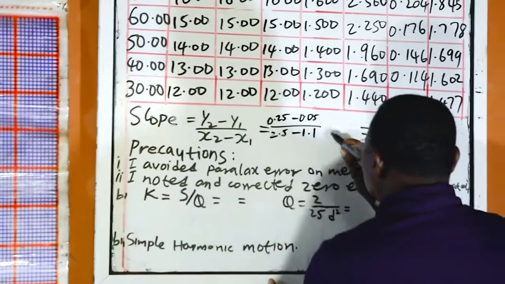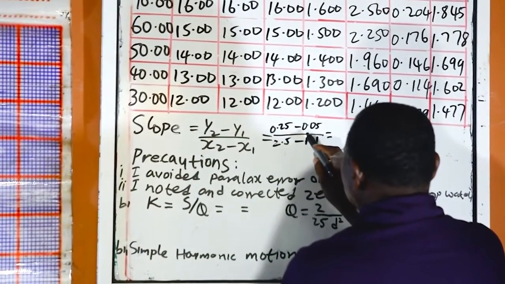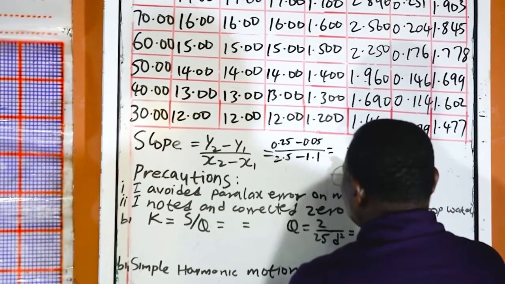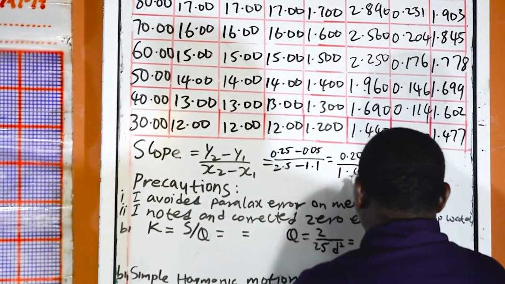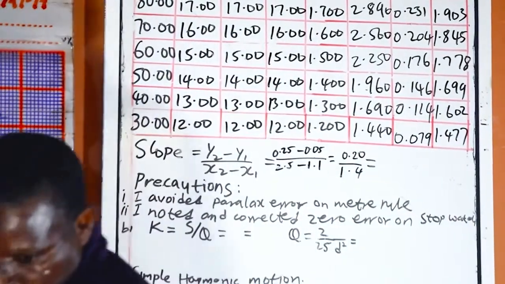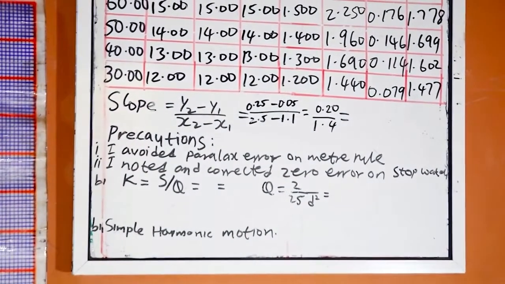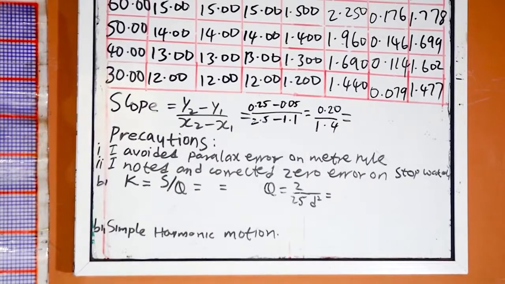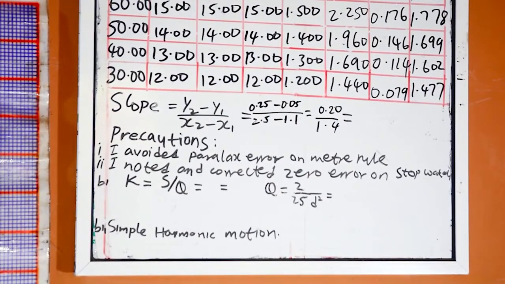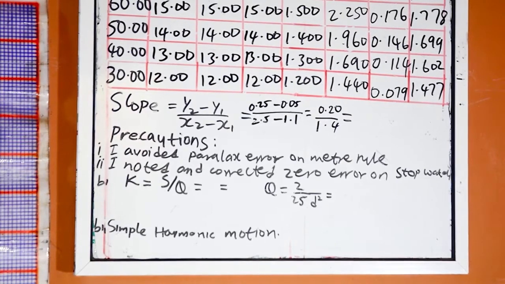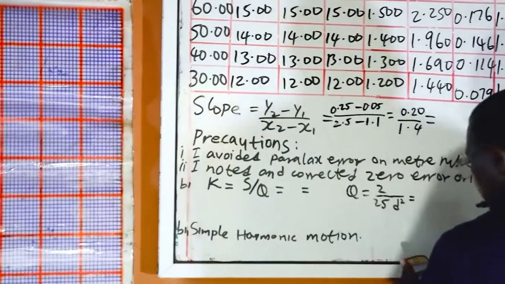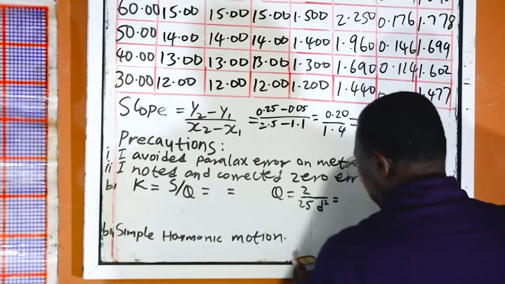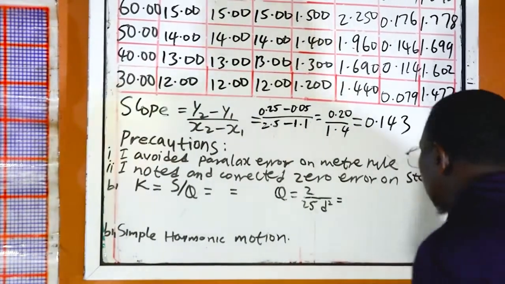So 5 minus 5, 0. 2 minus 0, 2. 0.20. 5 minus 1, 4. 2 minus 1, 1. 0.2 divided by 1.4 is equal to 0.143. That is our slope.